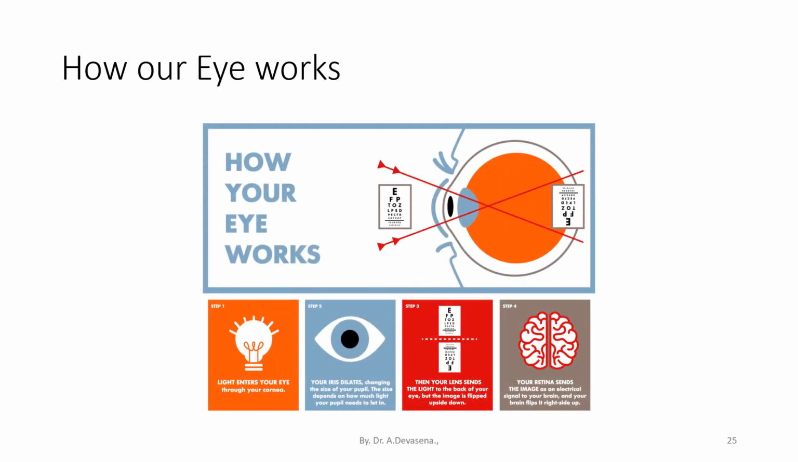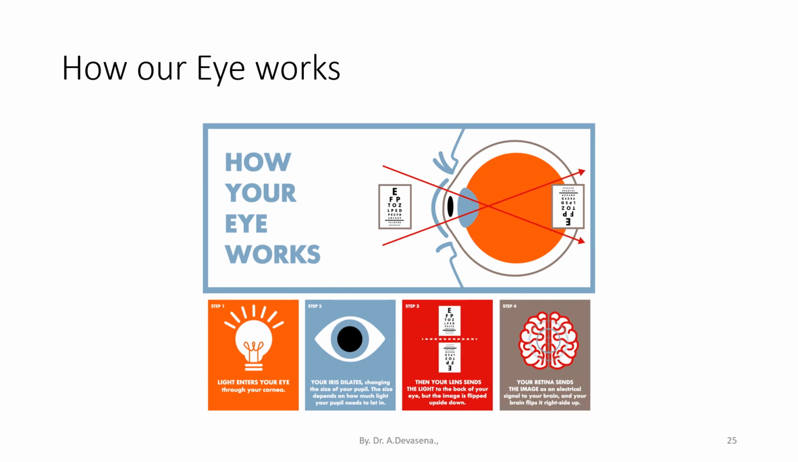Let us see how our eye works. A small representation of the human eye function. Light wave enters your eye through the lens. Our iris dilates, changing the size of our pupil. The size depends on how much light our pupil needs to let in.